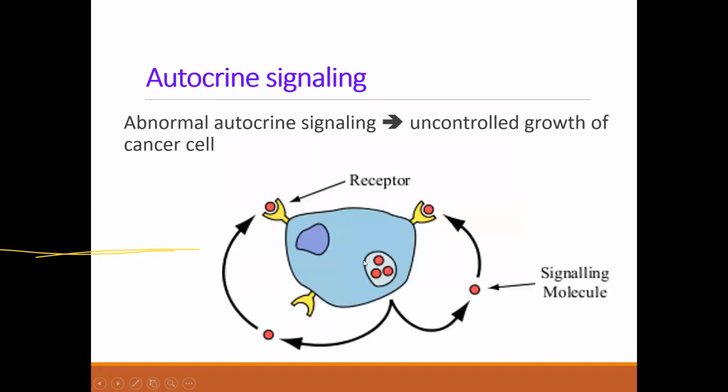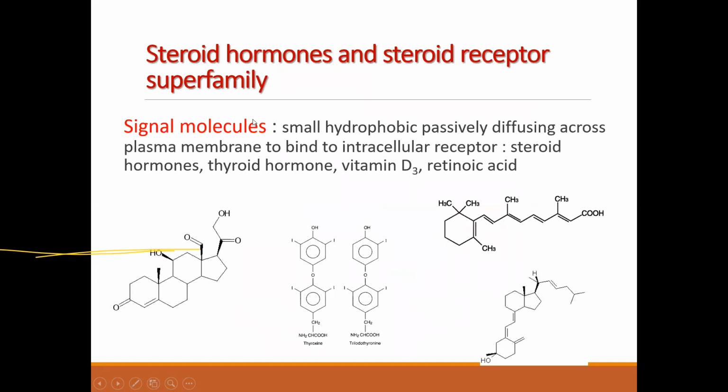Autocrine signaling. Okay, so from now on, we are going to learn about the signaling molecule. There are many types of signaling molecule. We start from the signaling molecule that has the structure of a steroid. We call it steroid hormone.